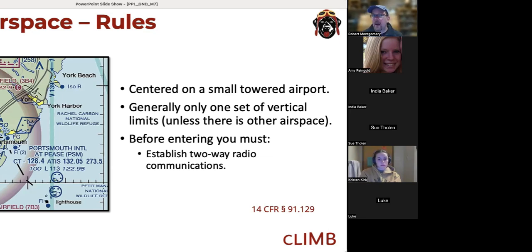So we've gone through A, B, and C, right? Now we've got D, E, and G to go, and then we'll get into the special use stuff. So Class D airspace, right? This is a nearby Class D airport. This is Portsmouth. It's just down the road from me. It's just a little ways south from Sanford, just over the border into New Hampshire.